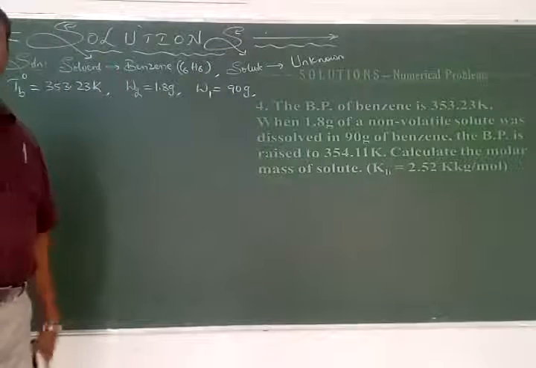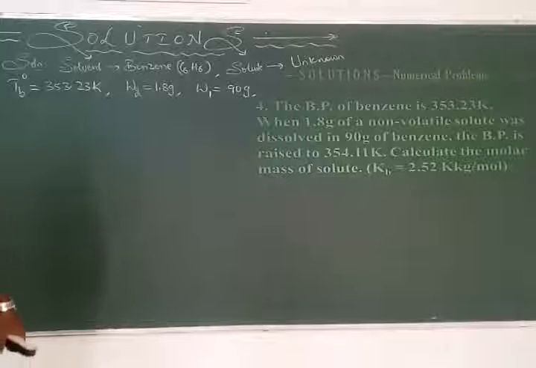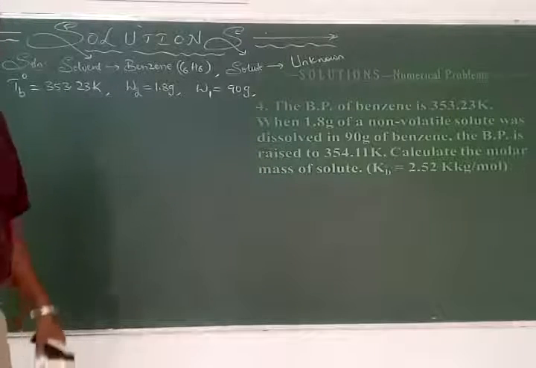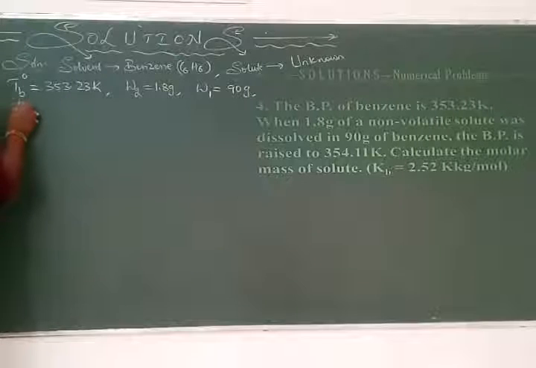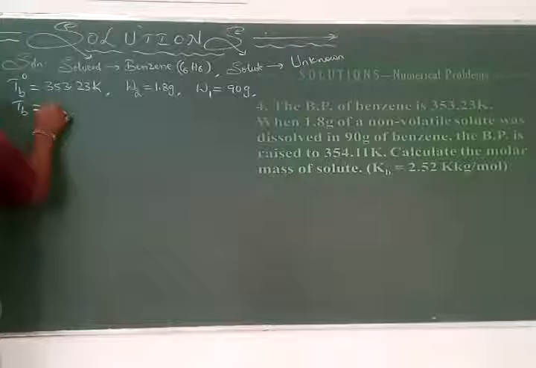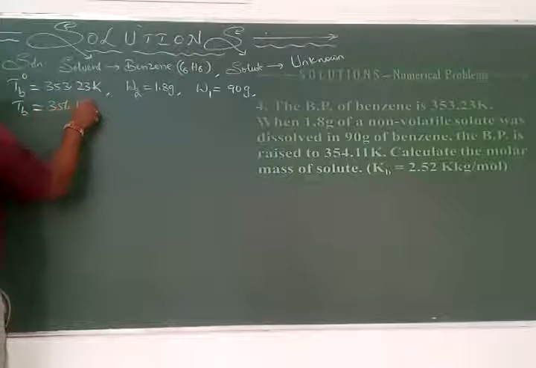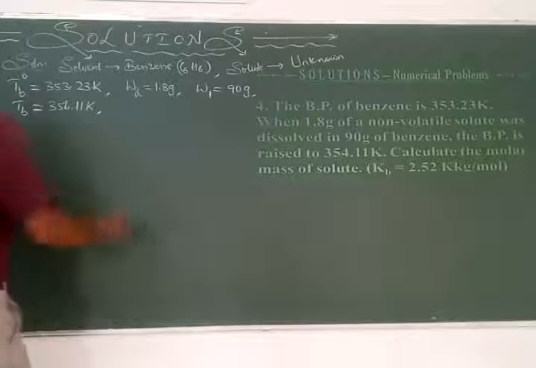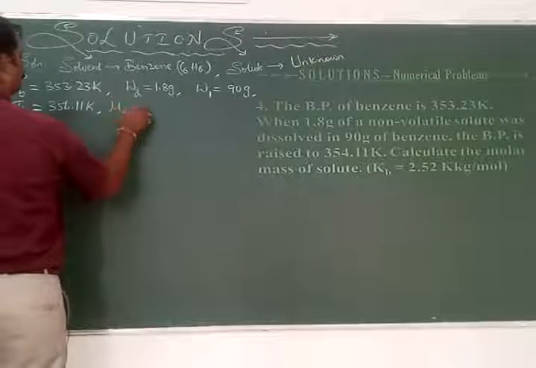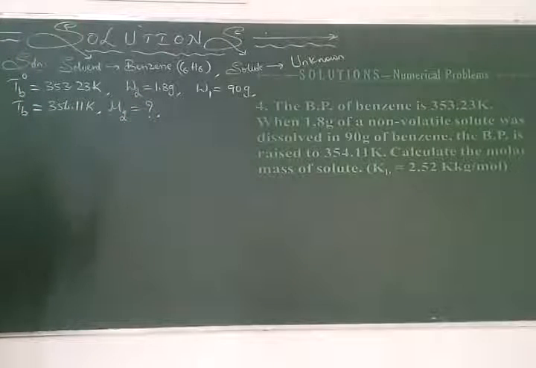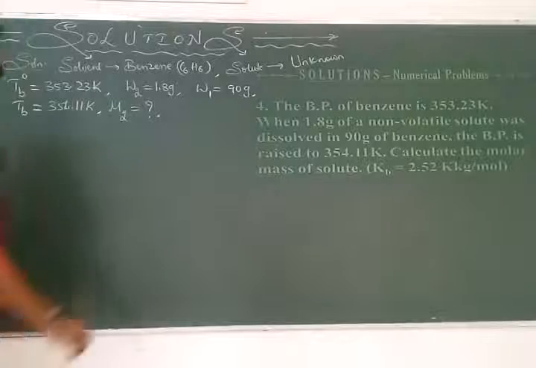The BP is raised to. If I add a solute to a solvent, it becomes a solution. Therefore the boiling point of the solution is raised. The boiling point of the solution now, TB, is 354.11 Kelvin. We have to calculate M2, the molecular mass or molar mass of the solute.